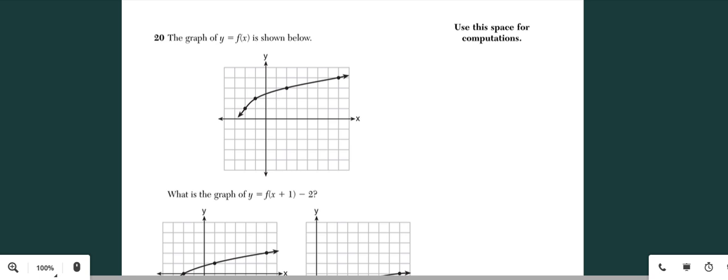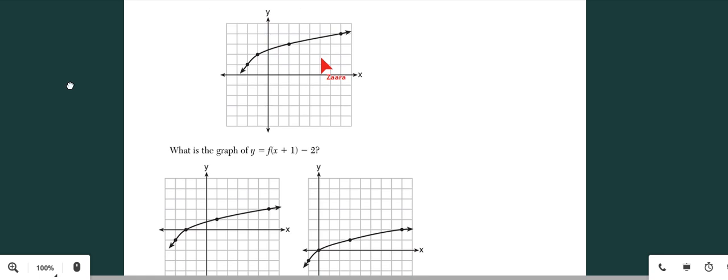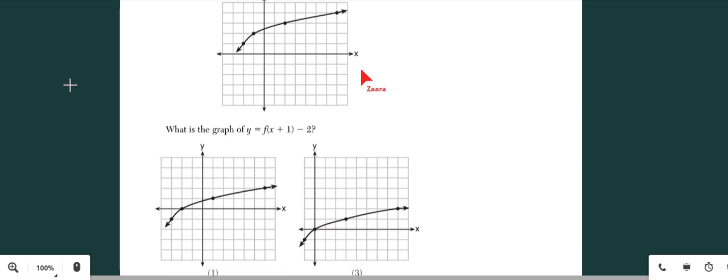In the next question, what did they say? Okay. In question number 20, the graph of f of x is shown below. We are given the graph of f of x. What is our target? The target is, what is the graph of f of x plus 1 minus 2? What does it mean? It means f of x plus 1. You have to move the function 1 unit left, and 2 units down.